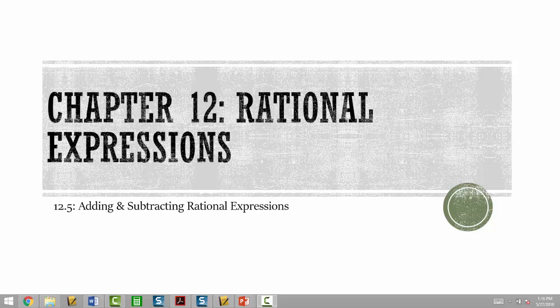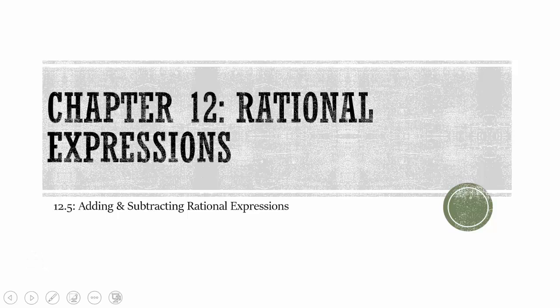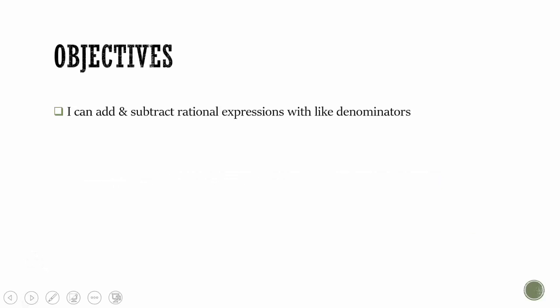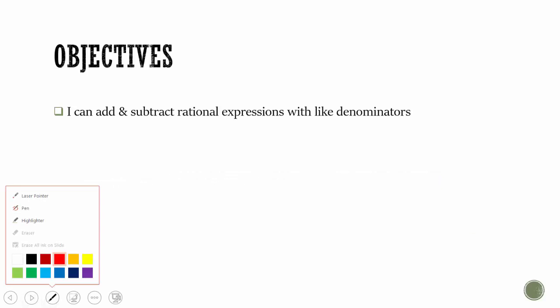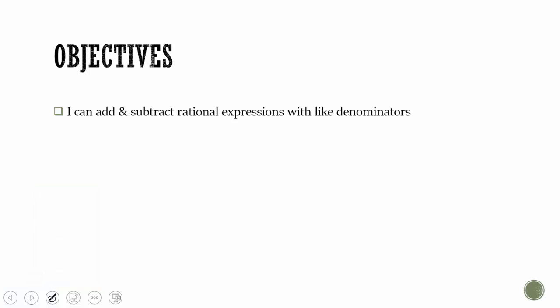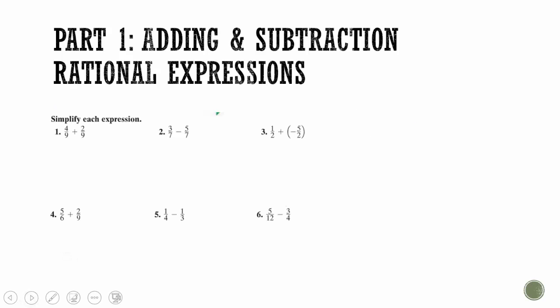Now that we've learned how to simplify rational expressions and we've learned how to multiply and divide them, we're going to add and subtract them. And the reason we wait to do that second is because it's actually a little harder to add and subtract them. For the purposes of this class, all you have to know how to do is add and subtract rational expressions with like denominators. So think back to regular fractions.